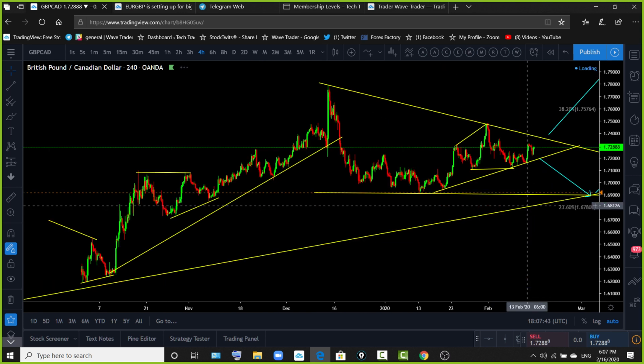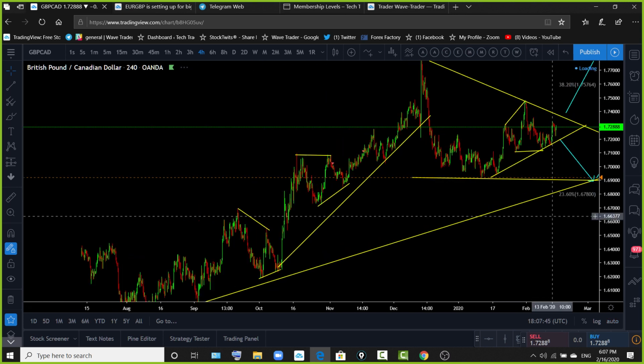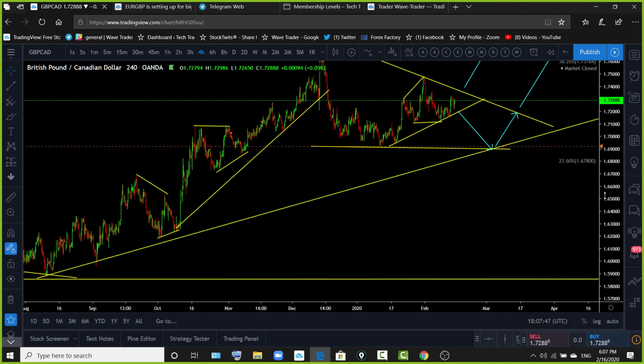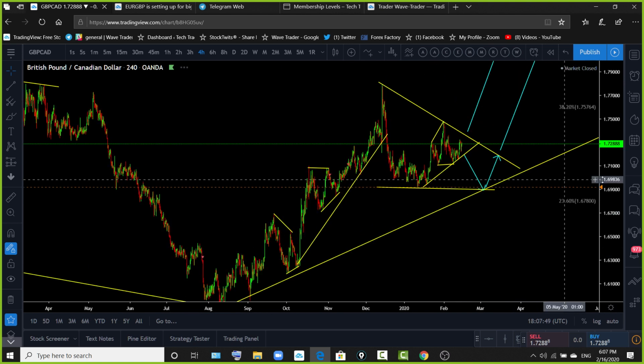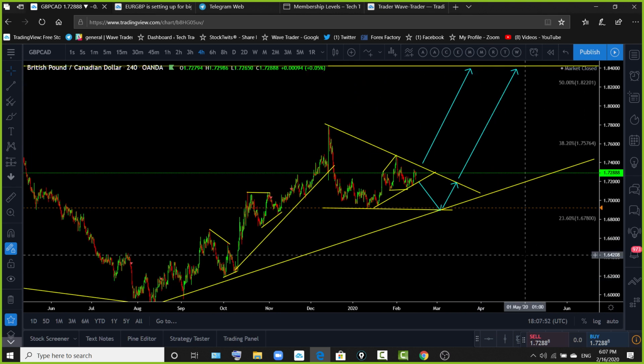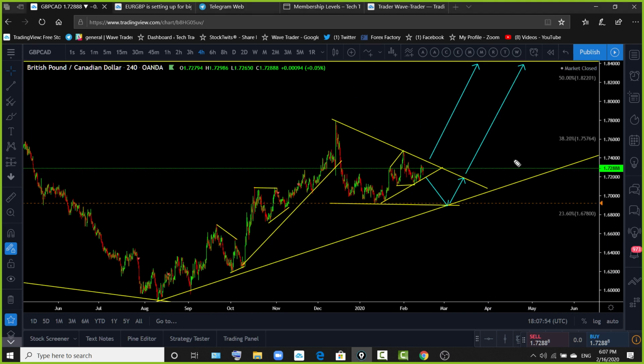All right, so pound CAD is at a neutral place. Very much the same analysis as the other pound pairs. We can still see one more drop. Price can push and still go down for that one more drop, and then again from that bottom, buy. This short term one more drop can happen on the pound CAD.